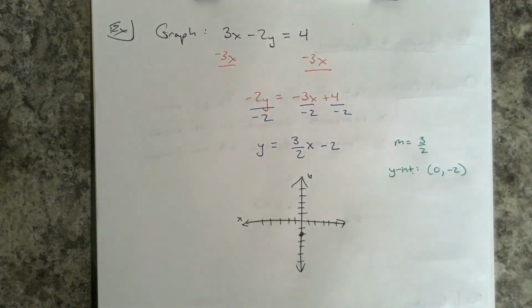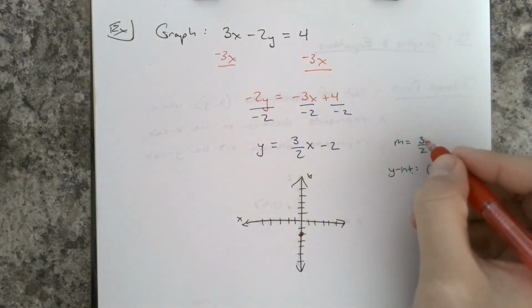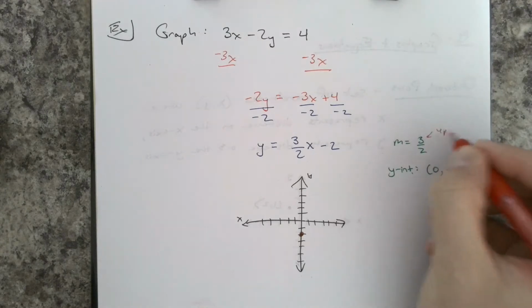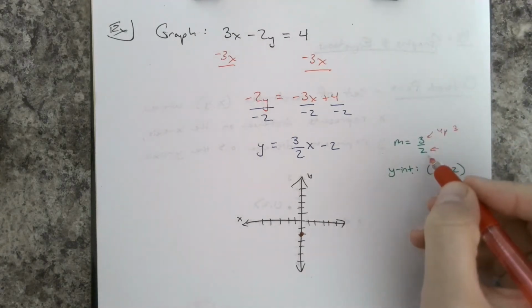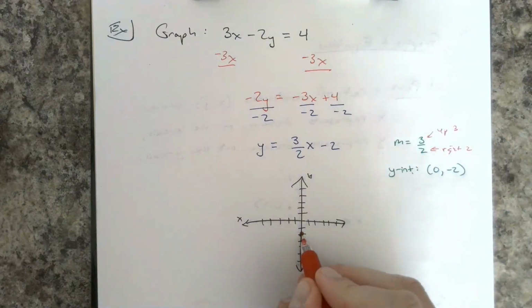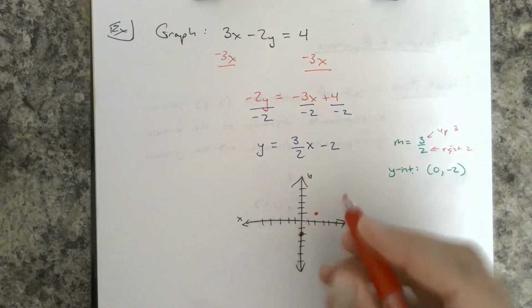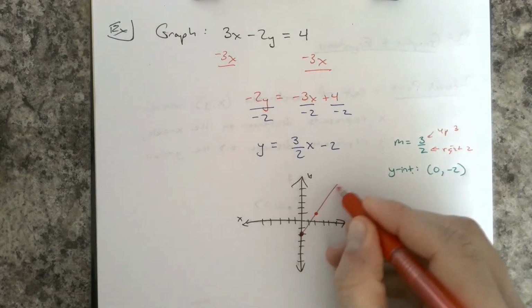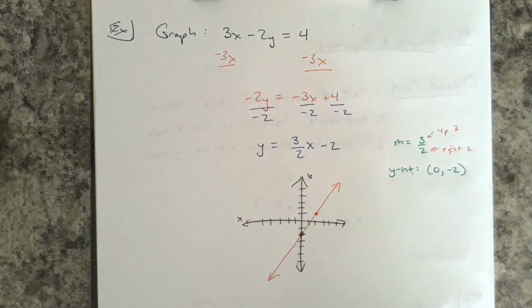And then using our slope, 3 over 2, the numerator tells you the change in y. Since it's positive, you're going to go up 3 units. The denominator tells you the change in x. Since it's positive, you're going to go to the right 2 units. So from the point you've already plotted, you go up 1, 2, 3, and to the right 1, 2. Plot your next point. That's all you need to graph. Any line is 2 points. Draw your graph straight through there, arrows on the ends.